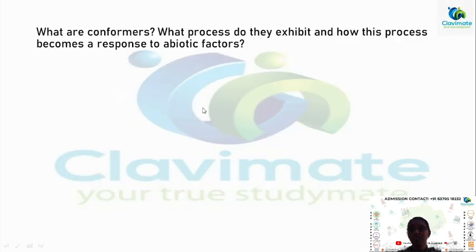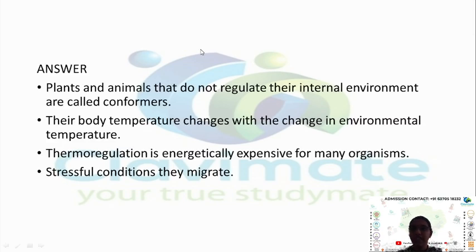Next question we have, what are conformers and what process do they exhibit, and how does this process become a response to abiotic factors. So here we have 3 questions. One is you have to define what are conformers and what process do they exhibit. That is, what type of behavior, and how this process becomes a response to abiotic factors. And you'll see the answer.